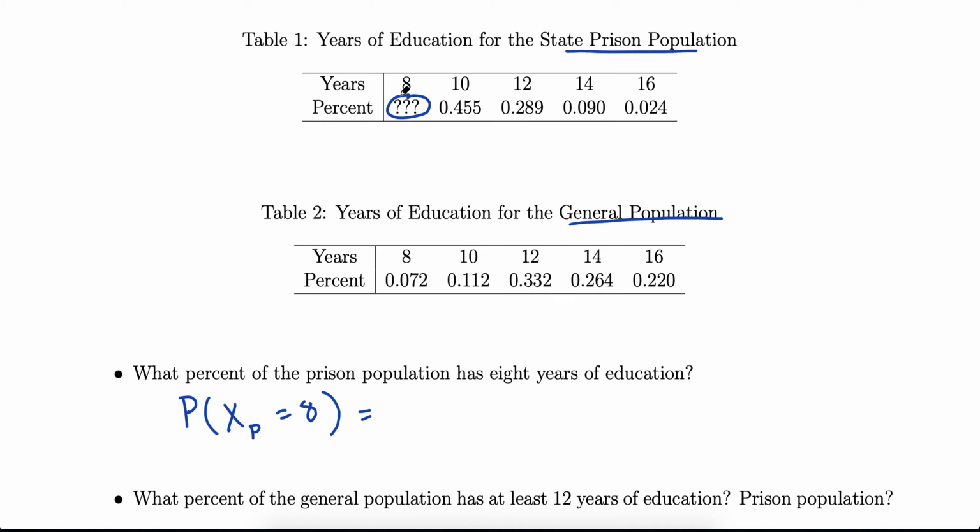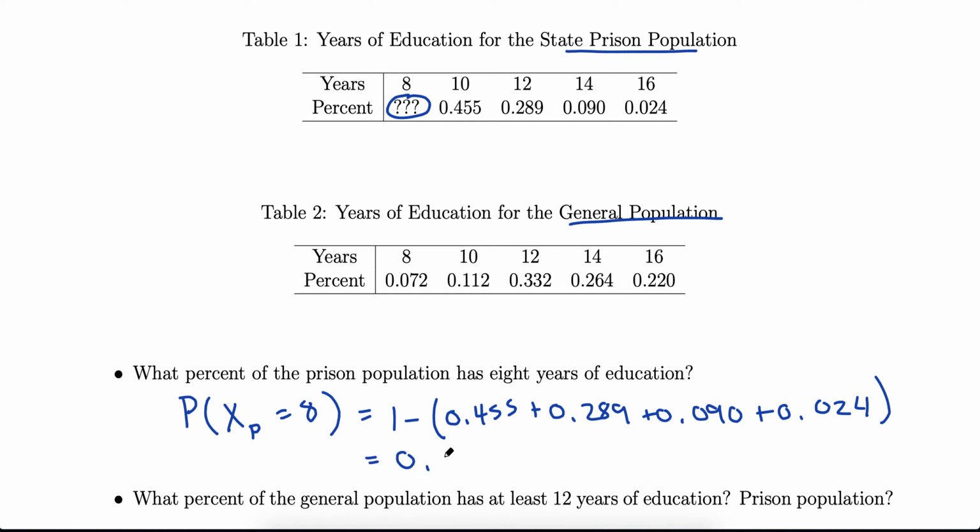So think about what we mentioned earlier. We have our list of possible outcomes and the probability of each. And we know that if we add all these probabilities up, we should get 1. So it should be easy to find this value. We'll just figure out the leftover. So 1 minus all of these other values. And working that out, you're going to get 0.142. So about 14% of the prison population has 8 years of education.